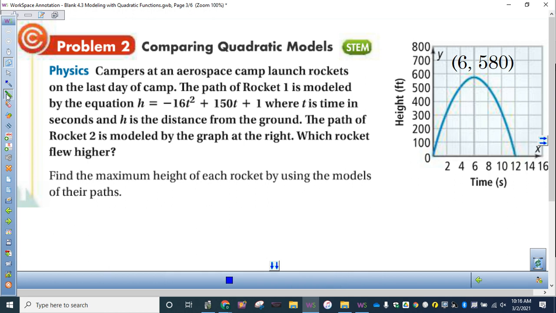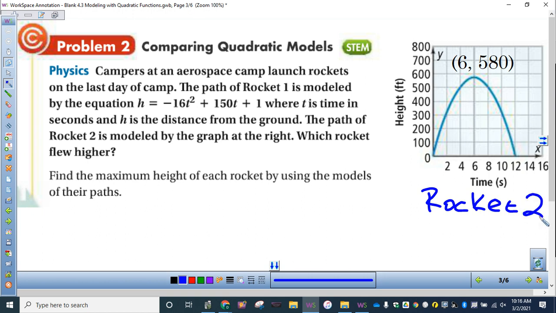Okay, I will not read it. So we're comparing quadratic models. That means we have 2 different quadratic models. We'll say quadratic models and instantly like 40% of you freak out. It's just a quadratic equation, right? We've been graphing them in a number of different ways. No need for stress. Of course, some of you will stress regardless, but that's your own personal issue. Rocket 2 is this graph right up there. Rocket 1 is the equation.